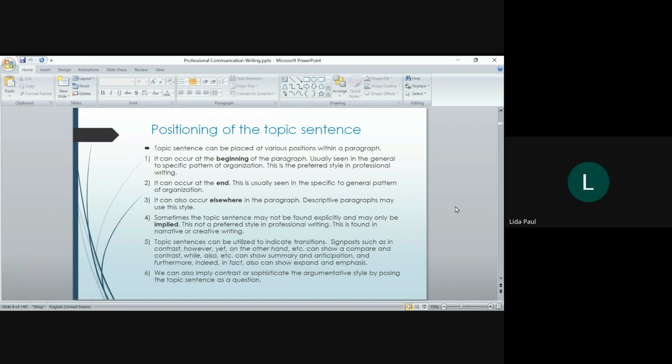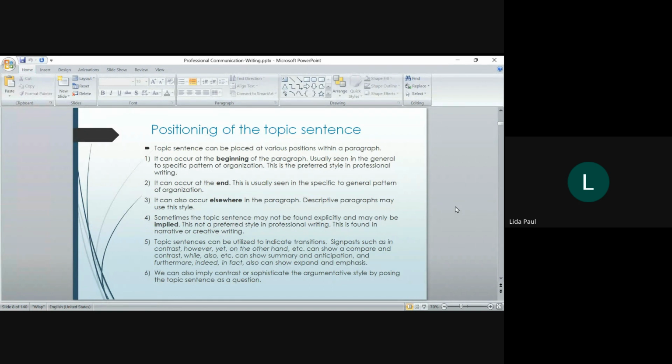Now, we already talked about this, but maybe we can just go through it quickly. I told you about the positioning of the topic sentence, right? In professional writing, the preferred position for the topic sentence is in the beginning of the paragraph. So it has to appear as either the first or the second sentence. This is the preferred style in professional writing. But there are also kinds of writing where you can see it at the end of the paragraph, or somewhere else in the paragraph, not beginning, not end.